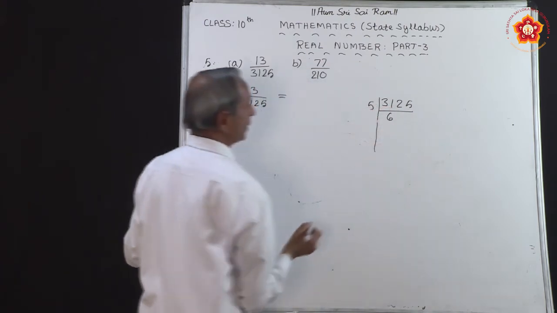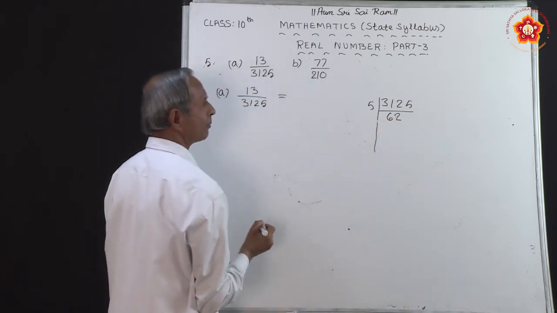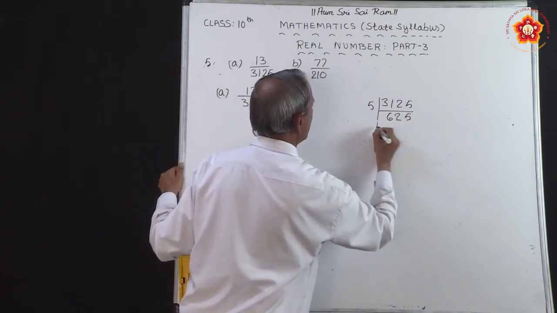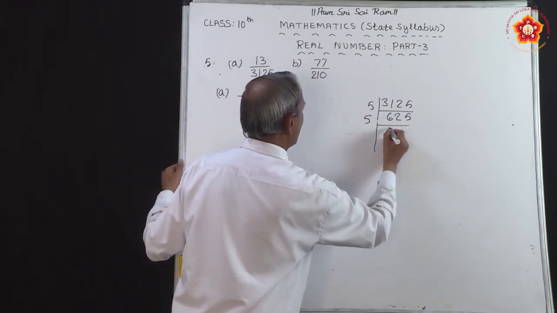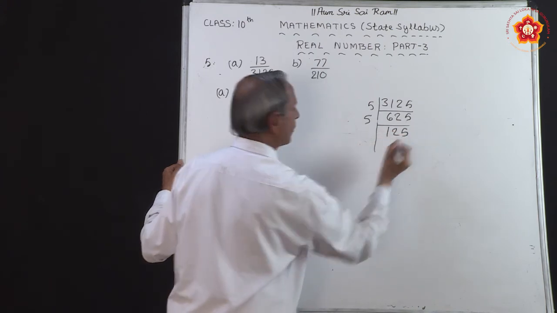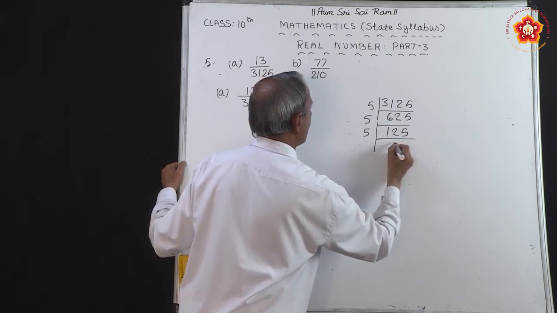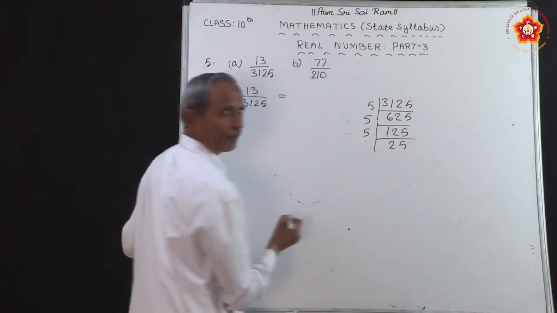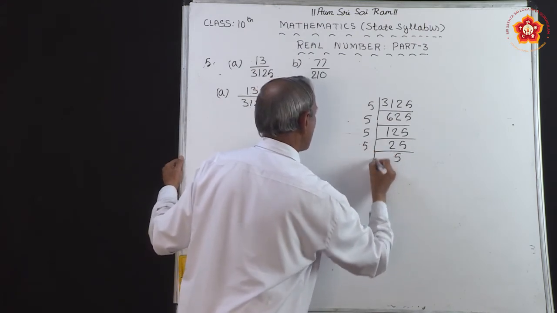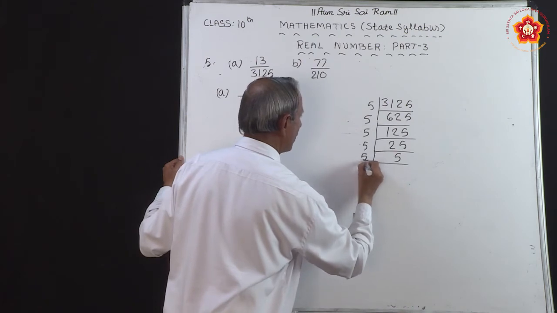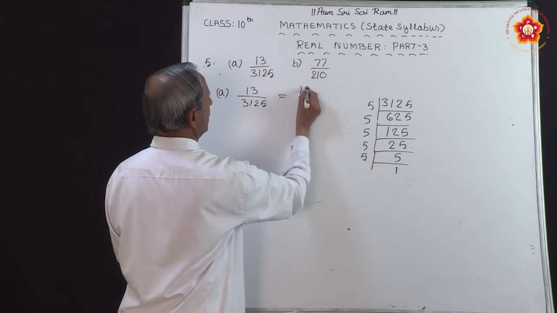5 6 is 30, 1 remaining, 12, 5 2 is 10, 2 remaining, 25, it becomes 5, 5 5 is 25. Similarly, once again divide by 5, 5 2 is 10, 5 5 is 25. Once again it is divisible by 5, 5 5 is 25. It is also divisible by 5, 5 1 is 5. Now the numerator, write as it is, 13.